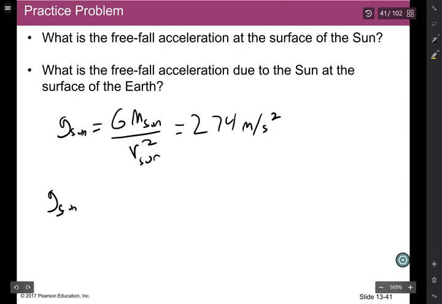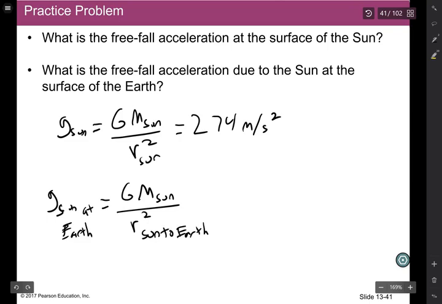This is a little bit harder, but only to make sure you're answering the right question. The free fall acceleration of the sun at the Earth's surface is, well, we still need G and M sun, but now we need the distance of the sun to the Earth squared. And again, that's in the astronomical data. Now you might be concerned, do we need to add in the radius of the Earth and the radius of the sun? Because that's the distance of separation of the centers.